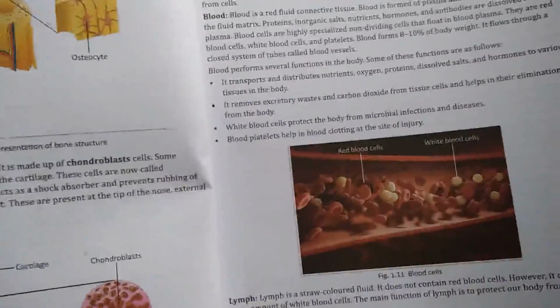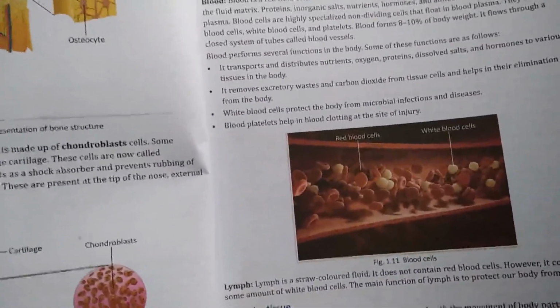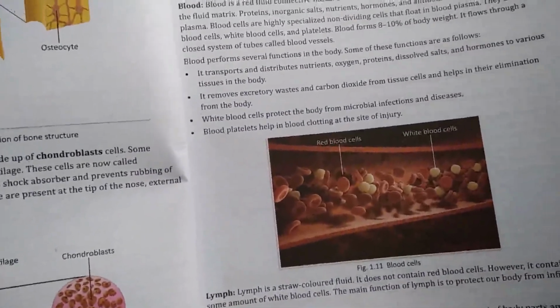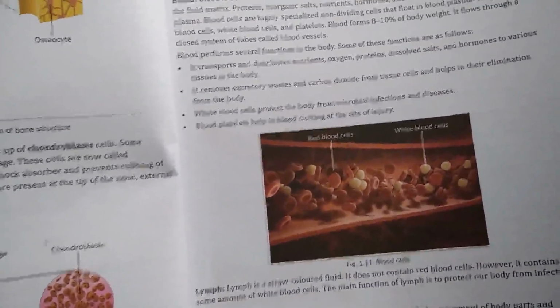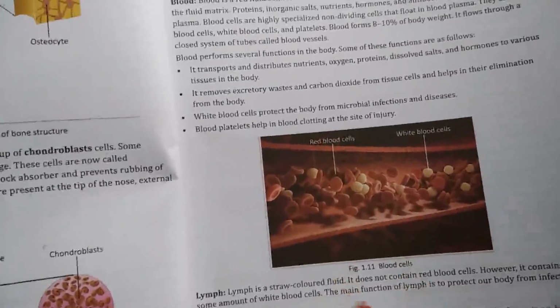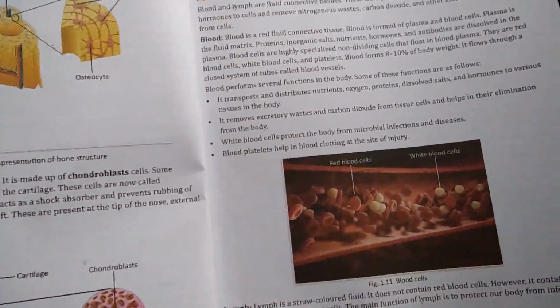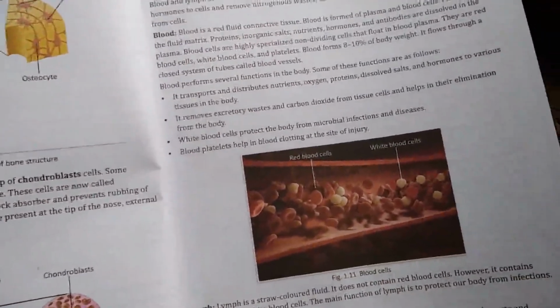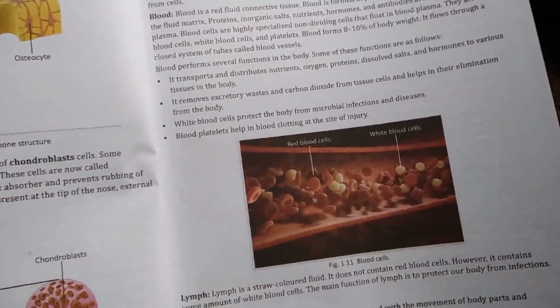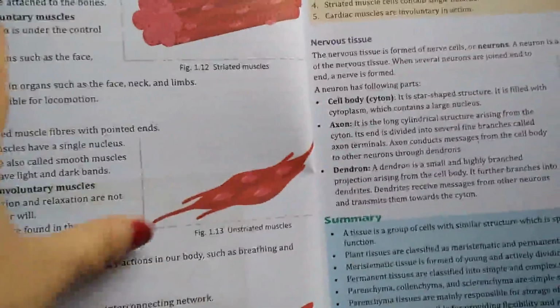Now muscular tissue. Muscular tissue is the contractile tissue, and it is associated with the movements of body parts and locomotion of individuals. The muscle tissues are of three types: striated muscles, unstriated muscles, and cardiac muscles.